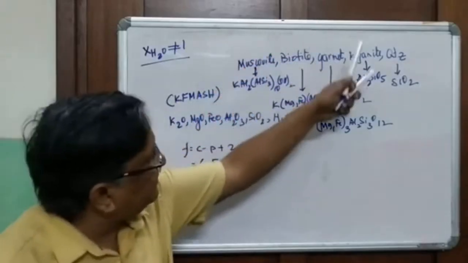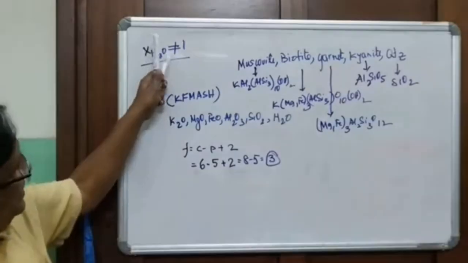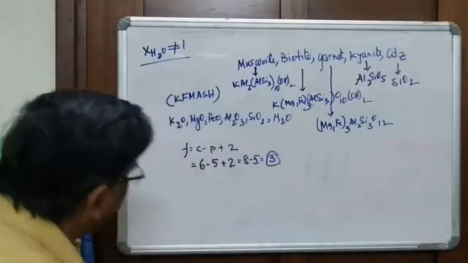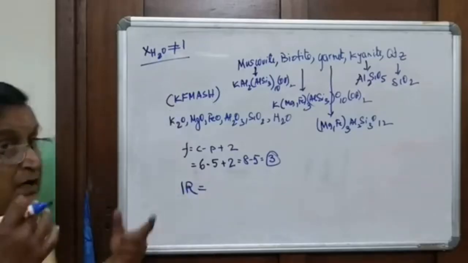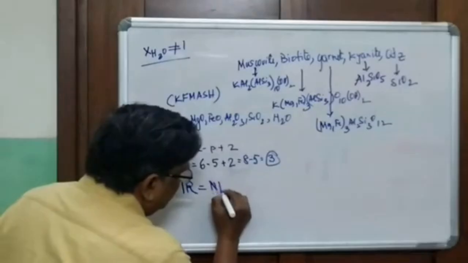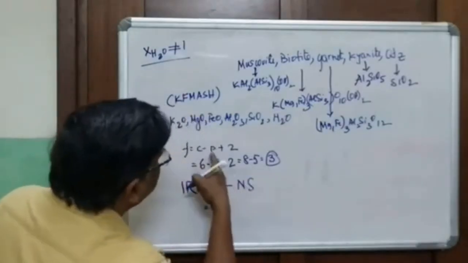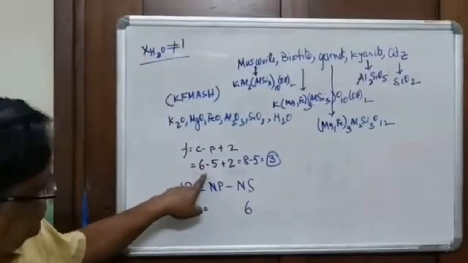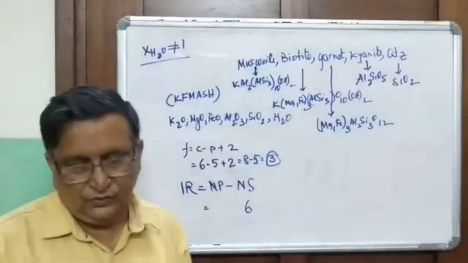That means in this assemblage, this is what it is without a fluid phase present. Now we come to the question of independent reactions, IR. What is IR now? Number of phase components minus number of system components. And this we already know, the number of system components is 6. Now, the question is the number of phase components.